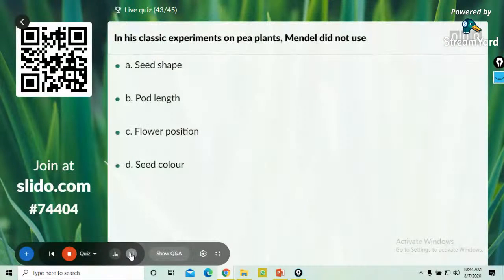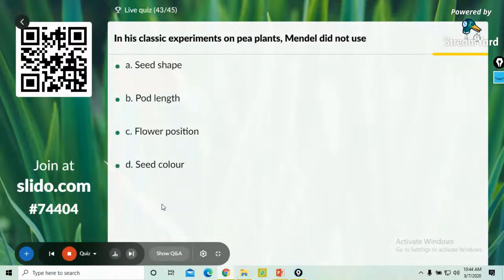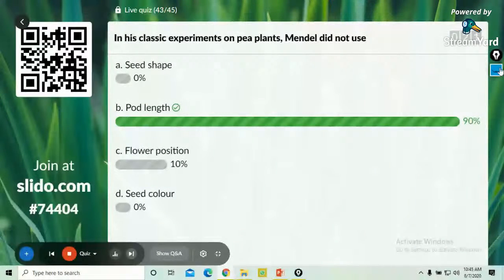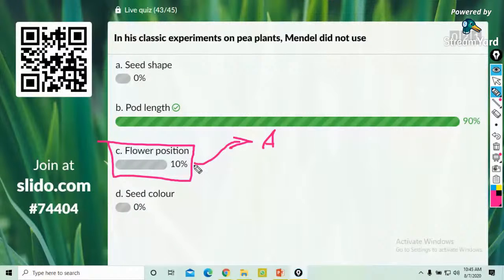43rd question. Two more questions remaining. Easy question from the chapter Principles of Inheritance and Variation. In his classic experiments on pea plants, Mendel did not use seed shape, pod length, flower position, or seed color. 90% with the correct answer. Mendel used flower position, axial and terminal. Pod length was not used by him.